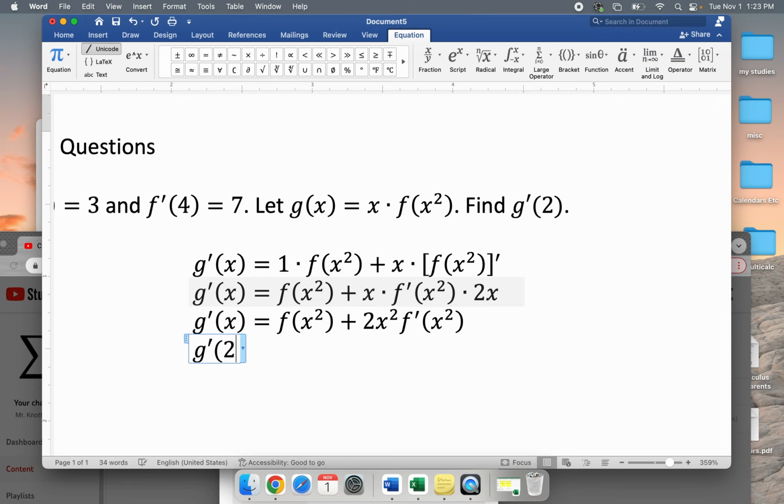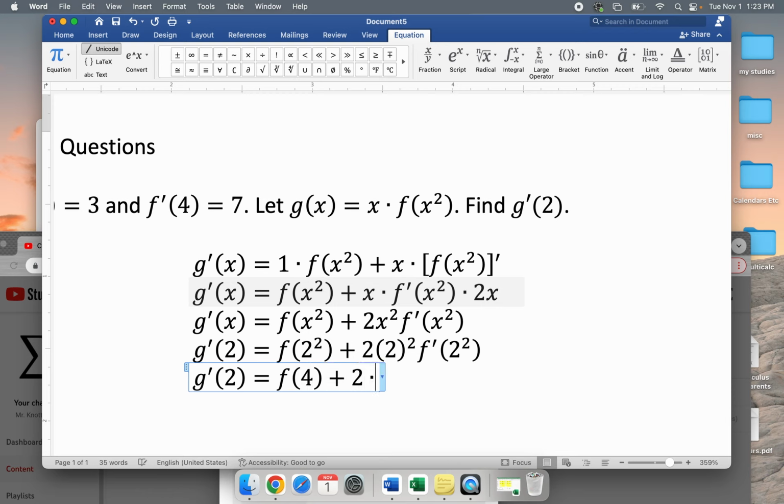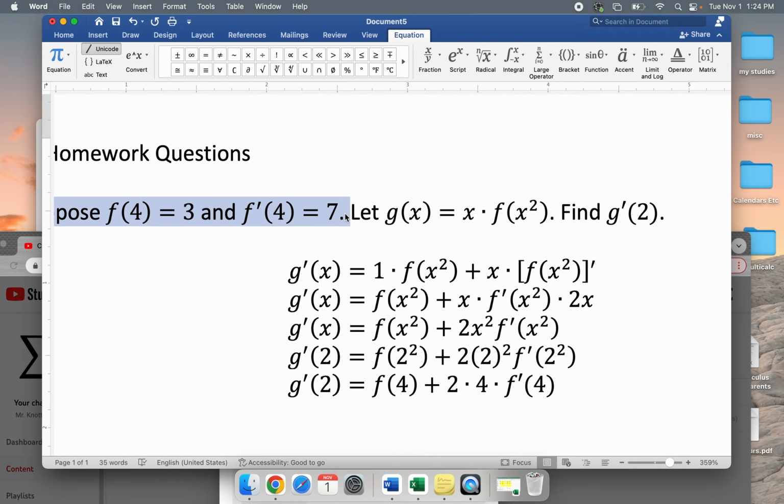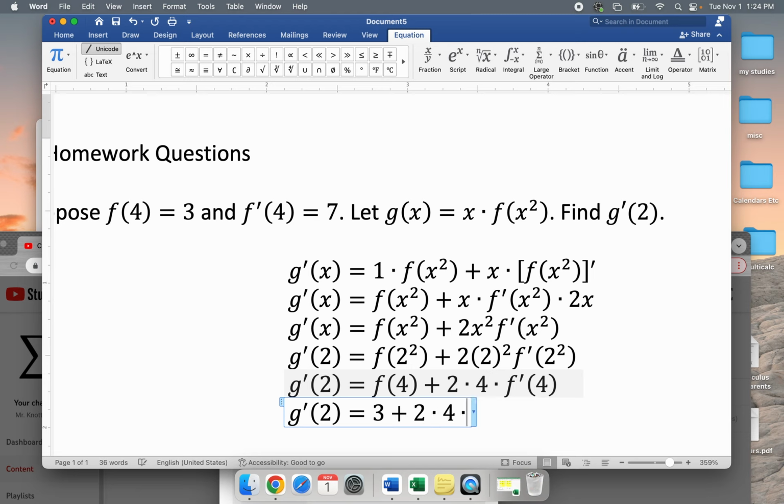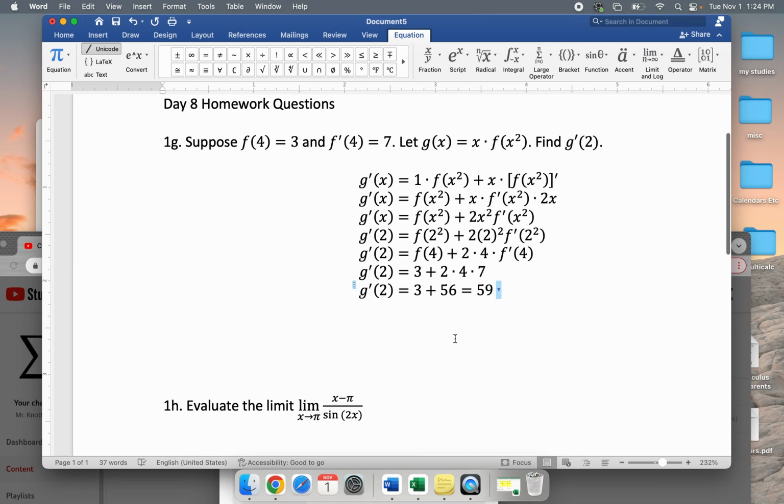Now we just need to evaluate all of this at 2. So that's f of 2 squared plus 2 times 2 squared times f prime of 2 squared. Well, obviously, 2 squared is 4, so this is f of 4, plus 2 times 4 times f prime of 4. And now finally we're able to use this information right here. F of 4 is 3, f prime of 4 is 7. So we make those replacements. F of 4 is 3 plus 2 times 4 times f prime of 4 is 7. And now you just simplify. That's 3 plus 2 times 4 is 8 times 7 is 56. So I think we get 59. So that is problem 1G.